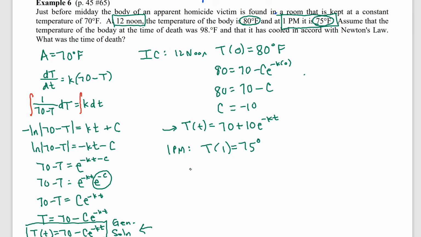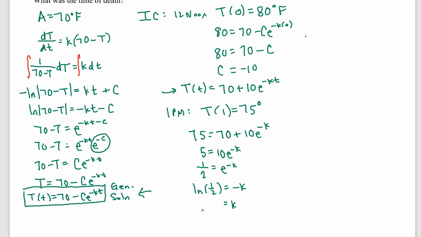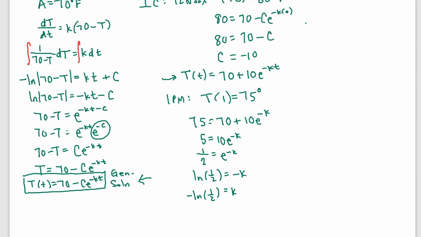So we can plug 75 in for the temperature, and we can plug 1 in for t, K times 1, and then we can solve for K. So subtract 70 from both sides. Divide both sides by 10. Rewrite in logarithmic form. Natural log of 1/2 would be negative K. If you divide both sides by -1, K would be negative natural log of 1/2. Or if you move that coefficient up into the exponent position, we could call that natural log of 2 for K.